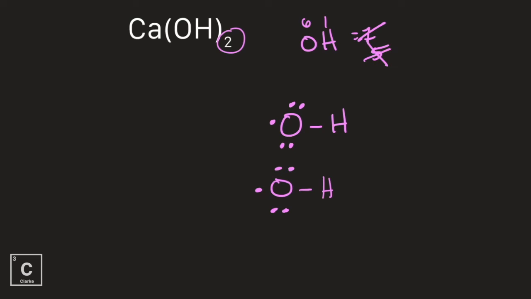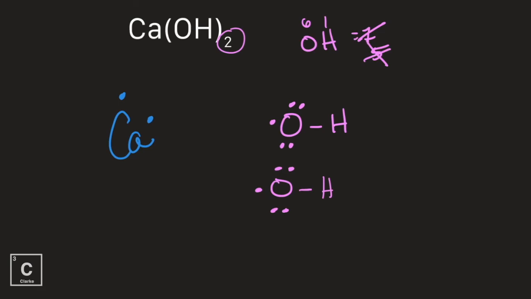Okay, I'm going to change colors. Now we're moving on to the ionic part. Calcium with its 2 valence electrons. If we look at this OH, we are short 1 electron. It really wants 1 more electron, because oxygen needs 8, it only has 7.